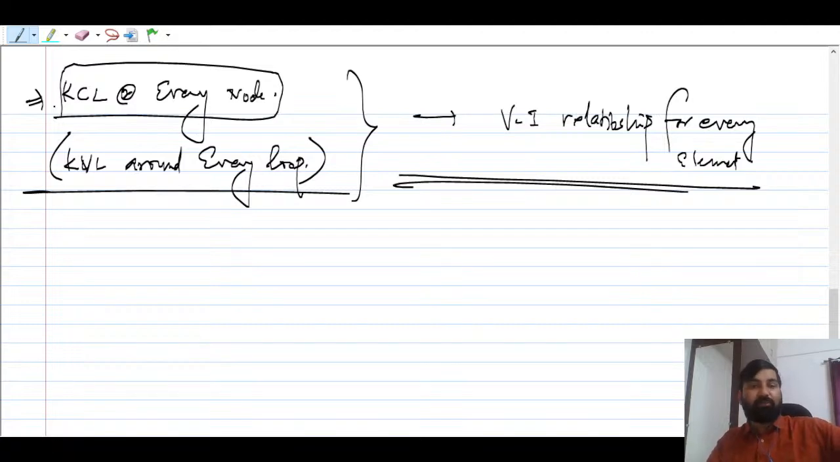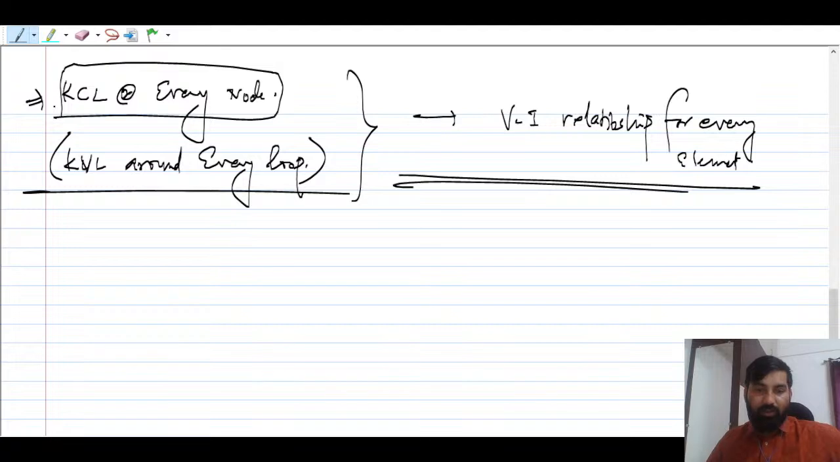Now the question is the number of equations: how many KCL equations you need, and how many independent KCL equations you need. Suppose you are going to apply KCL at every node, how many KCL equations do you need, and how many mesh equations in future do you need? That is what we have to keep in mind. Understood? It is very, very important.